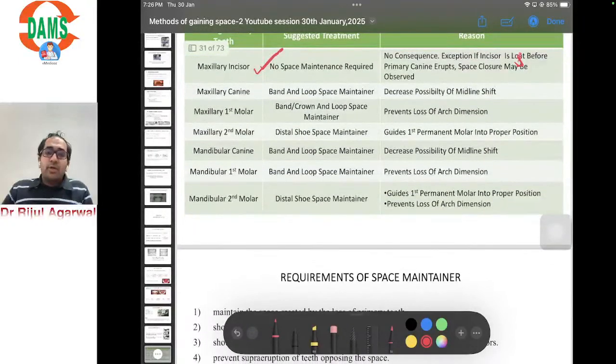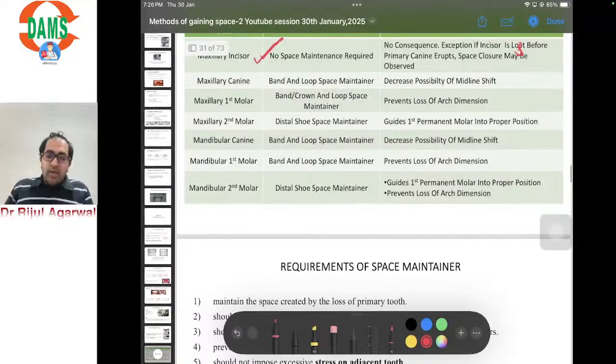Maxillary first molar: a band and loop, so as to prevent loss of arch dimension. Mandibular canine: similarly a band and loop space maintainer to prevent midline shift. Mandibular first molar: band and loop to prevent loss of arch dimension. And lastly, mandibular second molar: a distal shoe, so as to guide the eruption of the permanent first molar into the correct position and prevent the loss of arch dimension.